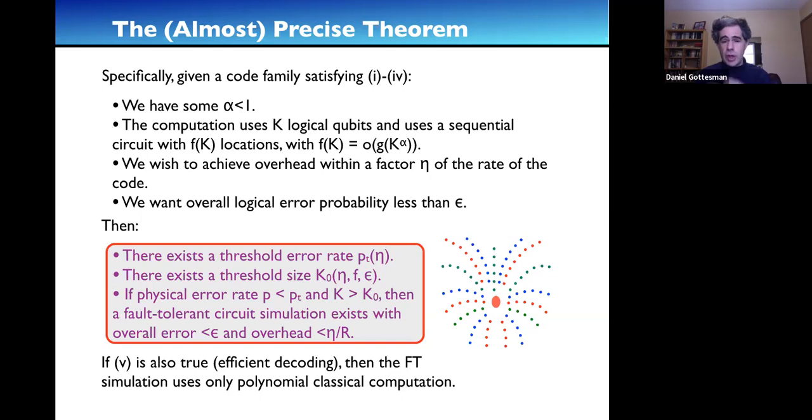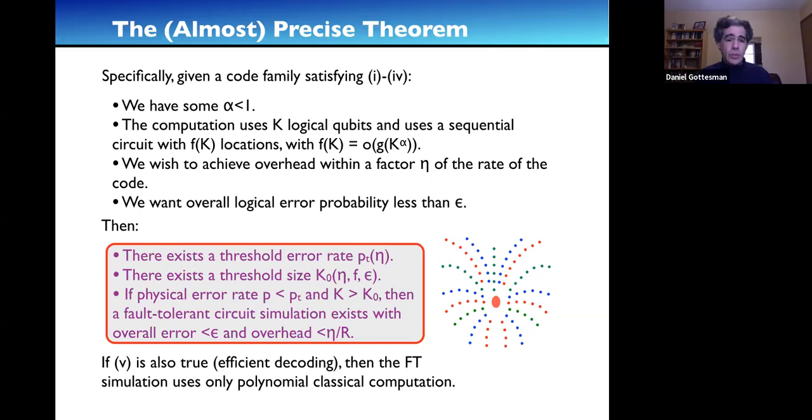And if you have computations that are bigger than k0 and scale as f of k, then if the error rate per gate or time step is below this threshold value, p sub t, then there exists a fault-tolerant simulation using the LDPC family that has logical error rate less than epsilon and overhead less than eta over r. So it can be a constant, and it can be a constant that's arbitrarily close to the rate of the family of codes that you're using.